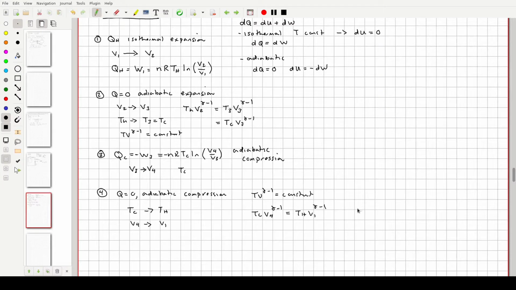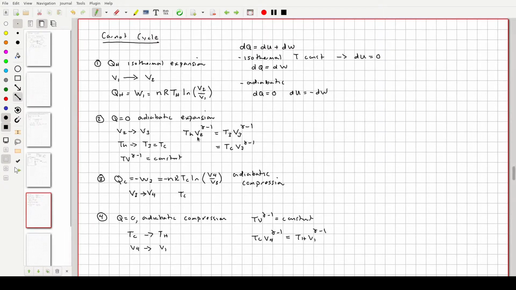Okay, so we have a full cycle. Now, if I were to look at this on a PV diagram, you can kind of get a feel for what's going on.